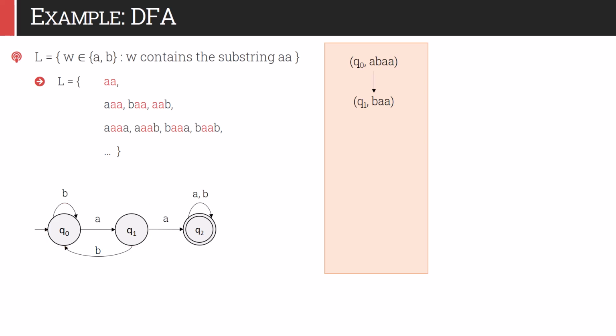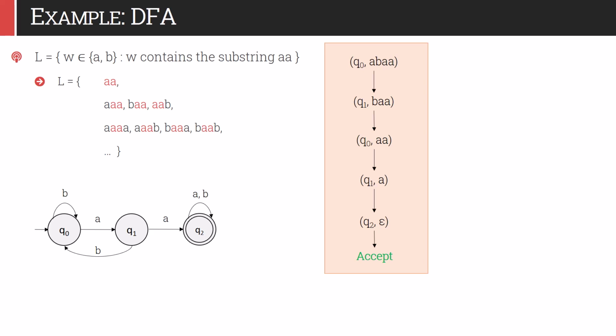From state Q1 we have to read B, so we are moving back to state Q0 and the remaining string is double A. From Q0 we have to read A, we are moving to Q1. From Q1 if we read A, we are moving to state Q2. The entire string is processed, we are in Q2 and Q2 is a final state, and hence this string will be accepted.